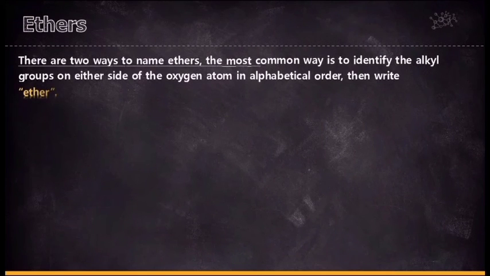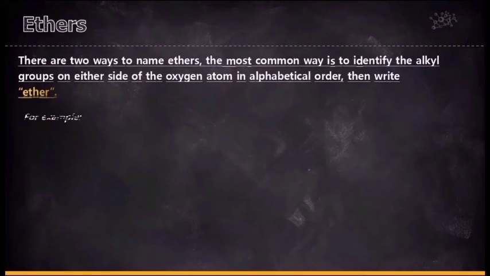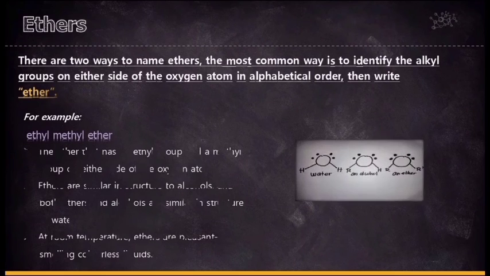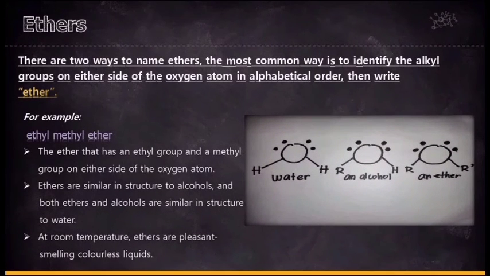There are 2 ways to name ethers. The most common way is to identify the alkyl groups on either side of the oxygen atom in alphabetical order, then write ether. For example, ethyl methyl ether: the ether that has an ethyl group and a methyl group on either side of the oxygen atom. Ethers are similar in structure to alcohols, and both ethers and alcohols are similar in structure to water. At room temperature, ethers are pleasant-smelling, colorless liquids.